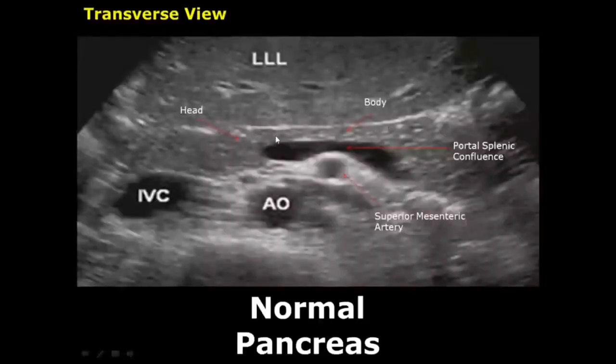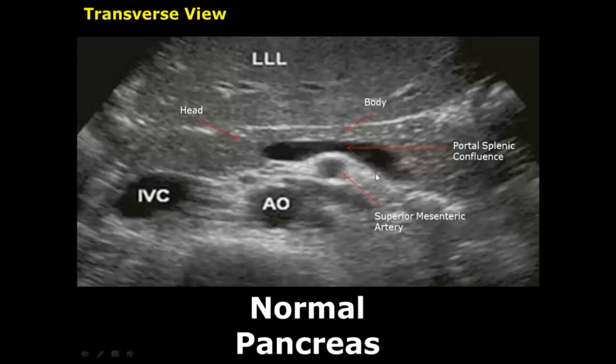The pancreas is well appreciated in the transverse view. It is homogeneous and somewhat hyperechoic. Here is the liver, left lobe of liver. It is used as a window to scan the pancreas.